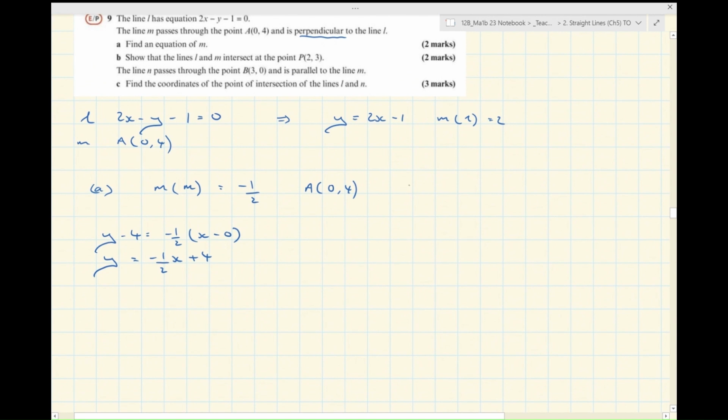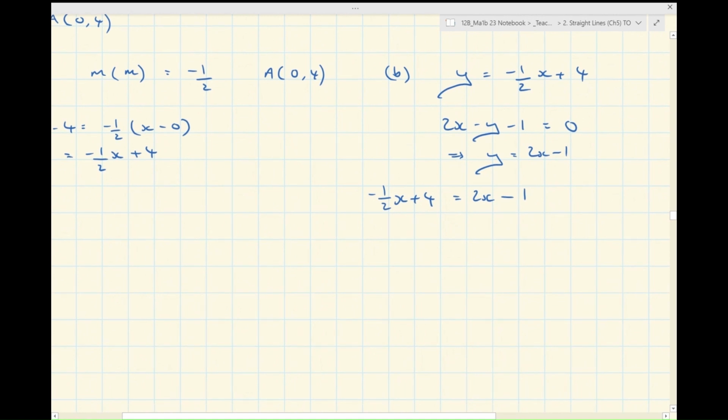Part B, I have to show that the line M, which is this one, and the line L, which is this one, intersect at a certain point. So I'm going to find that point of intersection. If I rearrange this one again to y equals 2x minus 1, I've got y equals minus a half x plus 4, and y equals 2x minus 1. So I'll set those two expressions equal to each other.